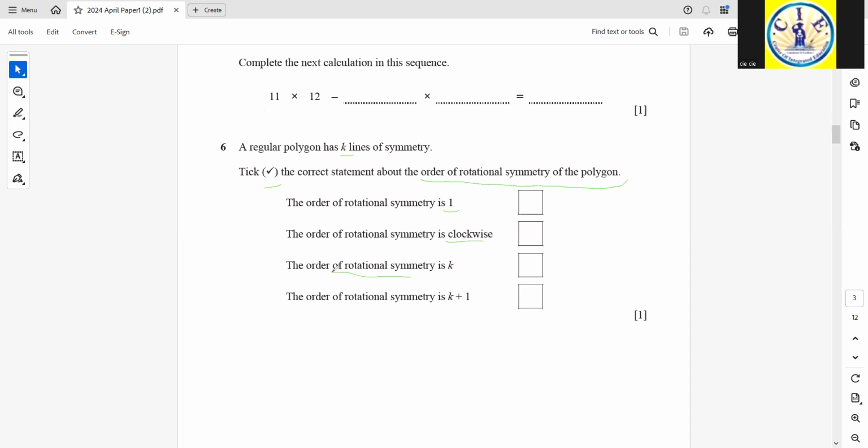The order of rotational symmetry is k. Yes, that is true, because we should be knowing that for a regular polygon of k lines of symmetry, if it has got k lines of symmetry, it will be having the same number of order of rotational symmetry. That means order of the rotational symmetry will be k. So this is the third part that needs to be ticked.